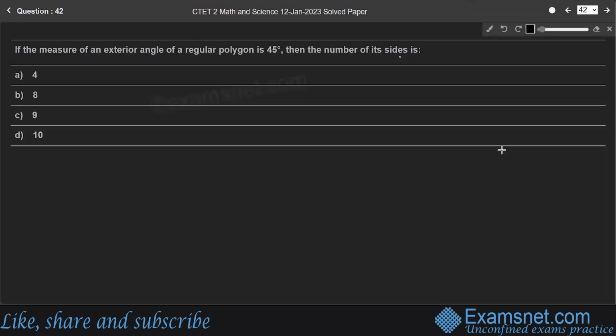Question 42. If the measure of an exterior angle of a regular polygon is 45 degree, then the number of its sides is. So students, a regular polygon is a closed figure where all the sides and included angles are equal, right? For example, a pentagon. Here the pentagon has how many sides? 5 sides, right? All the sides are equal in their measures and their interior angles. Of course, the exterior angles are also equal, right?